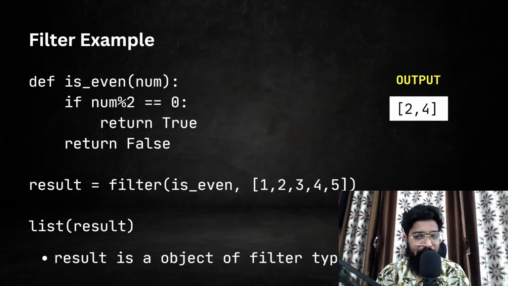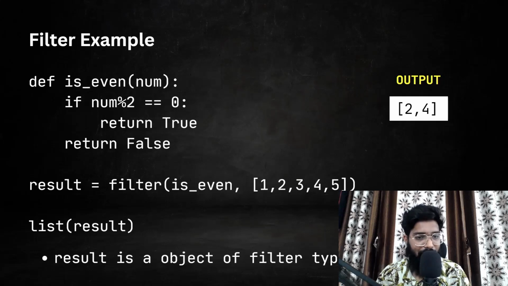List of the result, this will return 2 and 4. 1 will get passed to is_even, the condition is false, so it won't return any value. 2 will get passed to is_even, the condition is true, so the value will be returned or stored in the result. Similarly for 3, 4, 5. The only even values in this particular list are 2 and 4, and that's why we can see them in the result. The result is definitely a filter type of object.